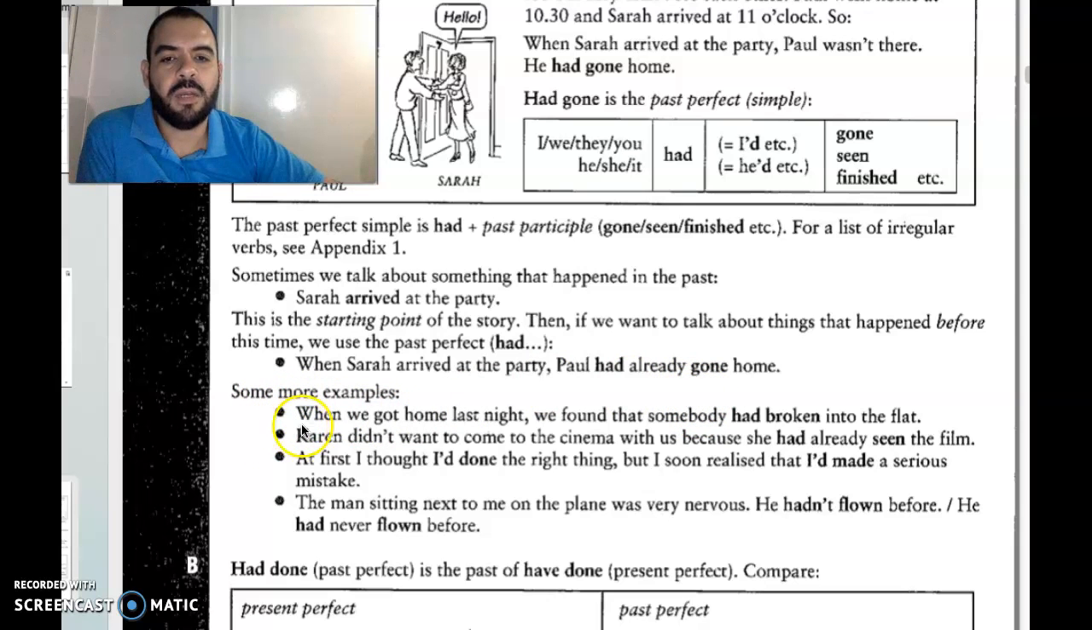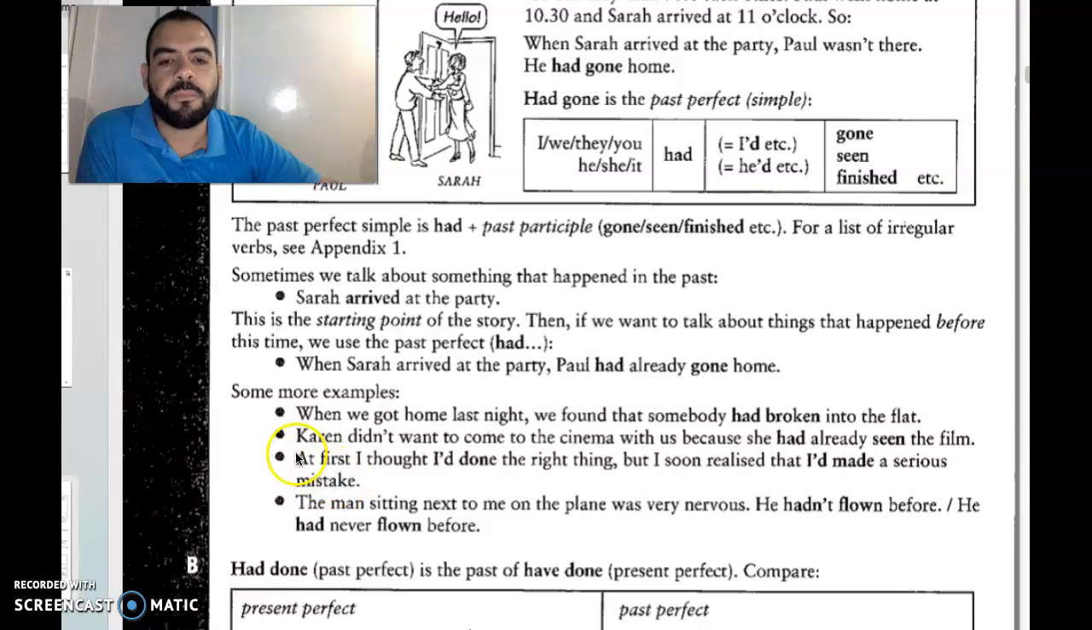Okay, more examples here. When we got home last night, we found that somebody had broken into the flat. When we got home last night, so this was the last activity. We found that somebody had broken into the flat. Had broken into the flat. So this is the first activity, and then this happened. Okay. Karen didn't want to come to the cinema with us because she had already seen the film. She had already seen the film. So at a certain point in the past, she went to watch the film. Okay, that's why she didn't want to come. Maybe that wasn't a good movie.